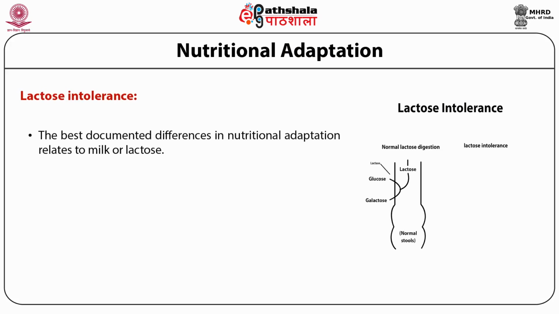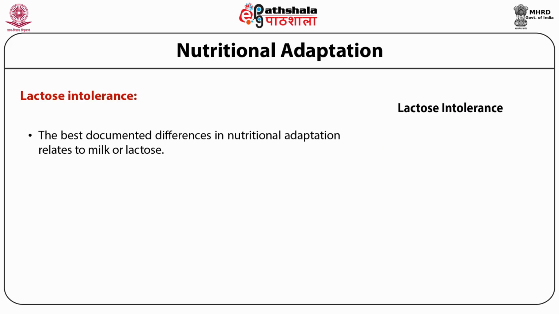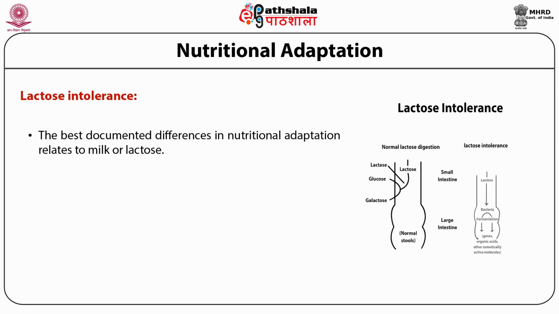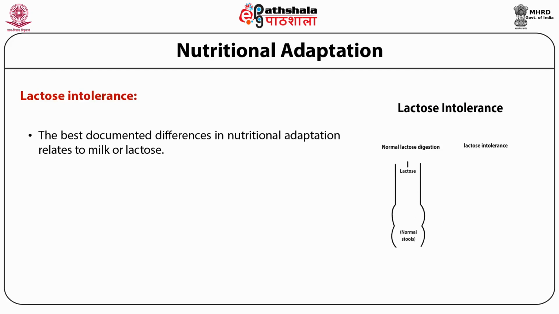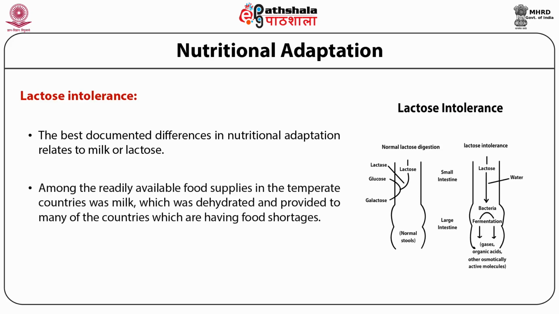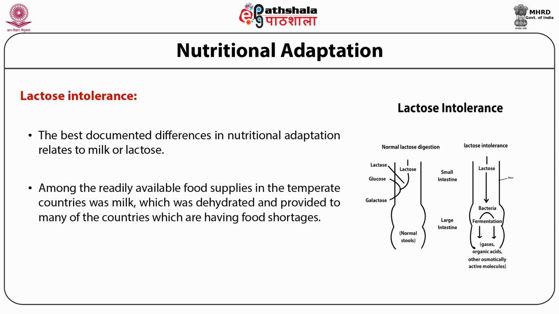Lactose intolerance. The best documented differences in nutritional adaptation relate to milk or lactose. In the period following World War II, many of the most prosperous countries of the North Temperate region, especially the United States, decided that the food shortages of many countries could be aided by food supplementation. Among the readily available food supplies in the temperate countries was milk, which was dehydrated and provided to many of the countries having food shortages.